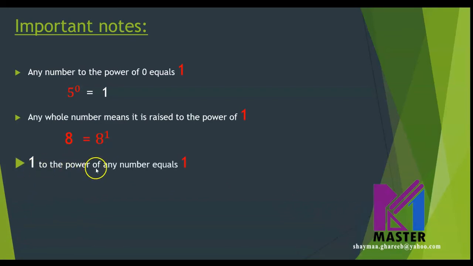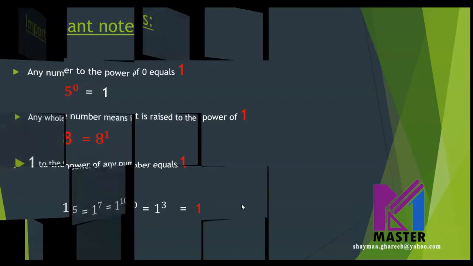1 to the power of any number equals 1. We said before, 1 to the power of 2, when I multiply the 1 by itself, for any number of times, the answer will always be 1. So 1 to the power of 5 equals 1. 1 to the power of 7 equals 1. 1 to the power of 10 equals 1, and so on. Okay? These notes are really important to know.